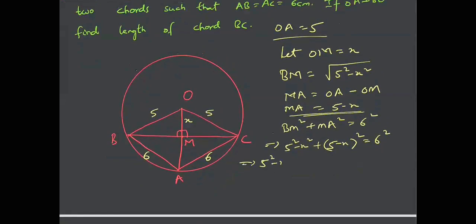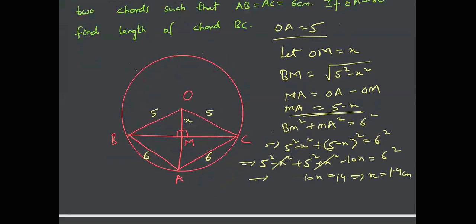5 square minus 6 square plus 5 square plus X square minus 10X is equal to 6 square. So 10X is nothing but 50 minus 36, that is 24. 50 minus 36, sorry, it is 14. So then X is nothing but 1.4 centimeters, right?